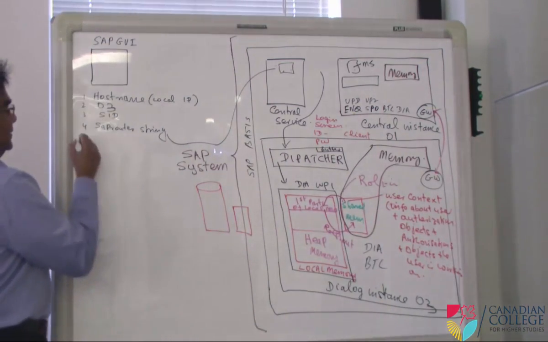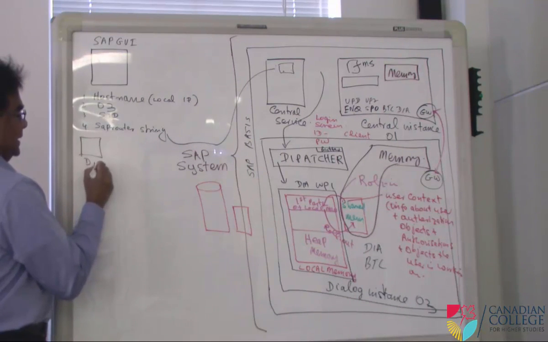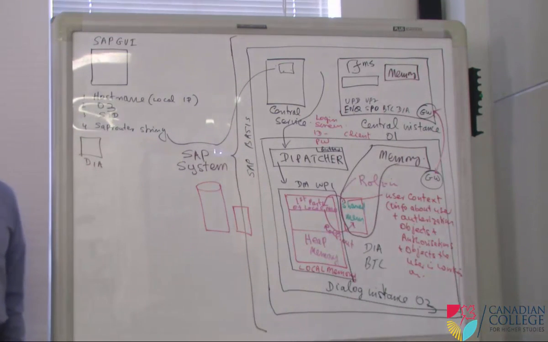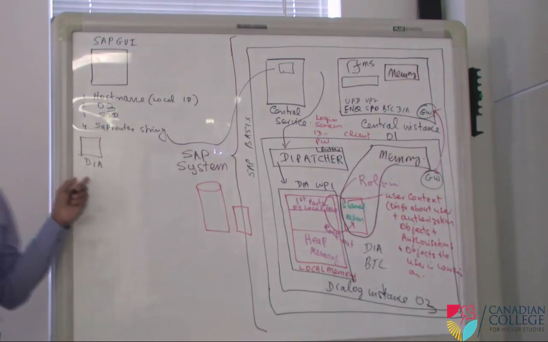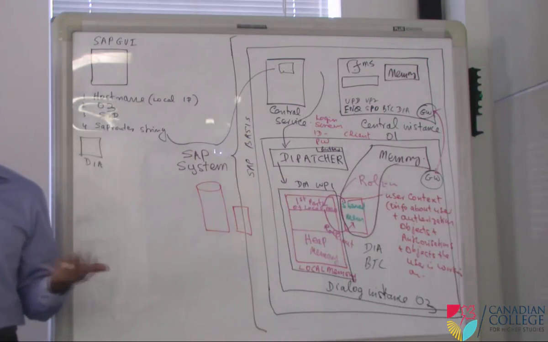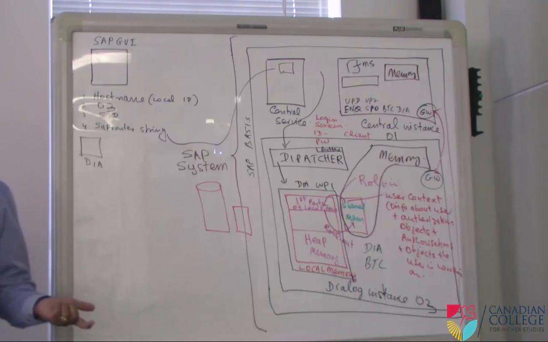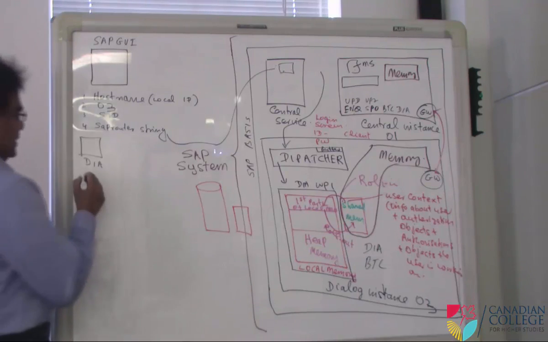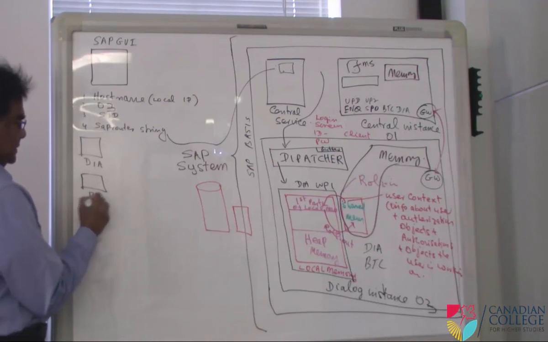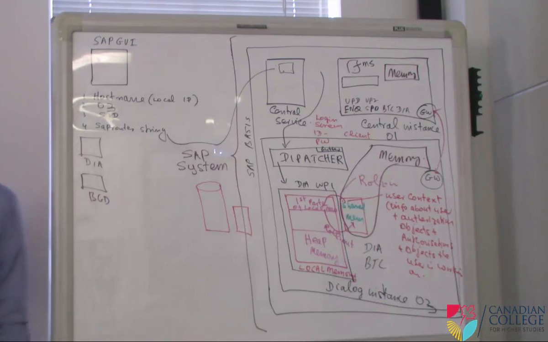Dialog work process, what does it do? User related activities and coordination between other work processes also, right? And also when a person logs in, when a person requests something, when he's changing screens, the dialog work process always helps the user. Then we have the background work process. It doesn't directly get involved with the user, but whatever jobs the user gave, the dialog process will do in the background. Okay.